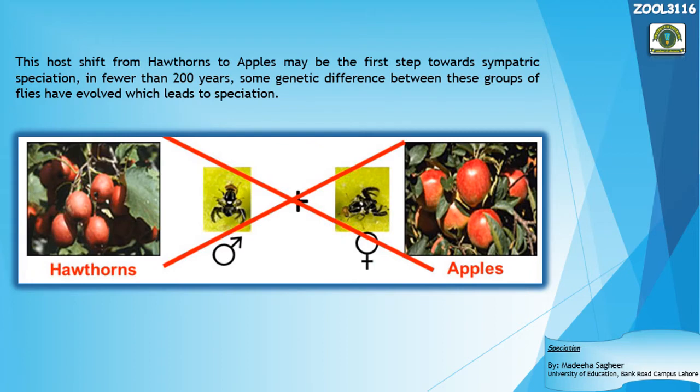Now here you can see male and female apple maggot flies from different hosts could not mate with each other, and ultimately within a passage of 200 years they have developed into different species. Now this is after the 200 years, this is a separate species, and this is the separate species of the maggot flies. This host shift from hawthorns to apples may be the first step towards sympatric speciation. In fewer than 200 years, some genetic differences between these groups of flies have evolved, which leads to speciation.